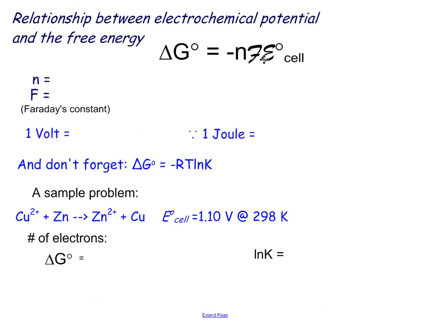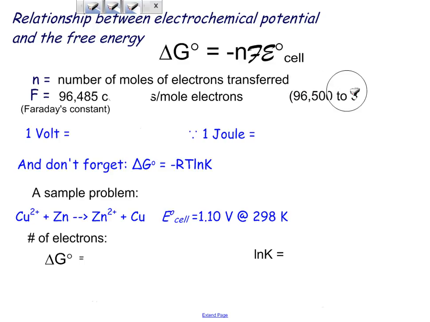First, we need to know what n and F stand for. n is the number of moles of electrons transferred, and F is Faraday's constant. To the nearest whole number, it's 96,485 coulombs, which is a measure of charge per mole of electrons. So here it tells me my moles of electrons transferred times the amount of charge per mole. That gives me my charge. And my charge times my volts gives me my delta G.